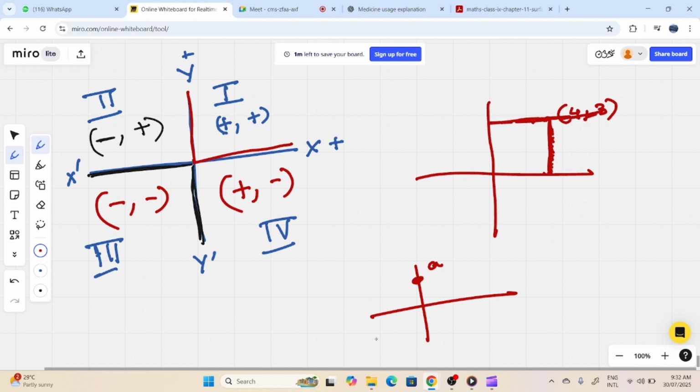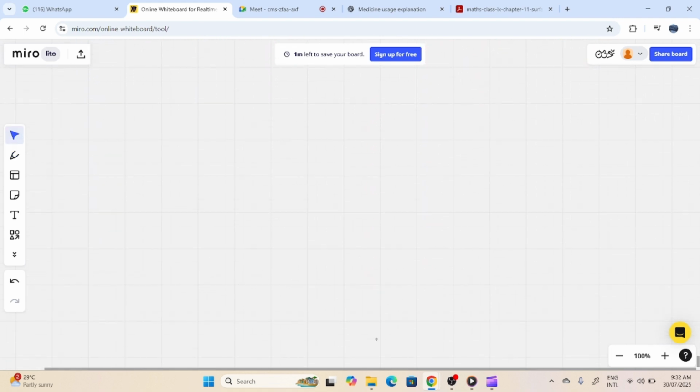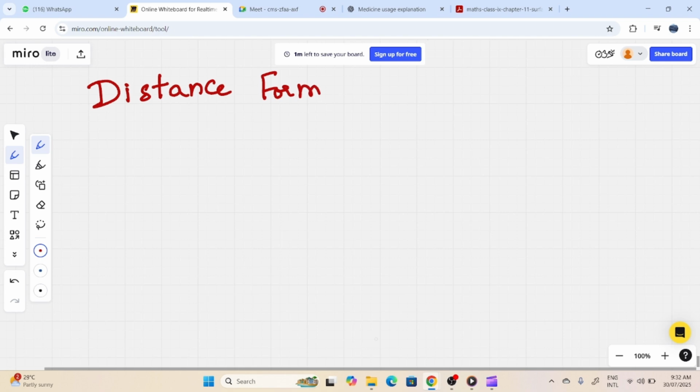Find the coordinate of the... So there are only two formulas in this particular chapter. One is distance formula and one is section formula. Distance formula is the one that we are going to do today. Very easy chapter, kids. Easy to score marks also. Distance formula is the one which we are going to learn.